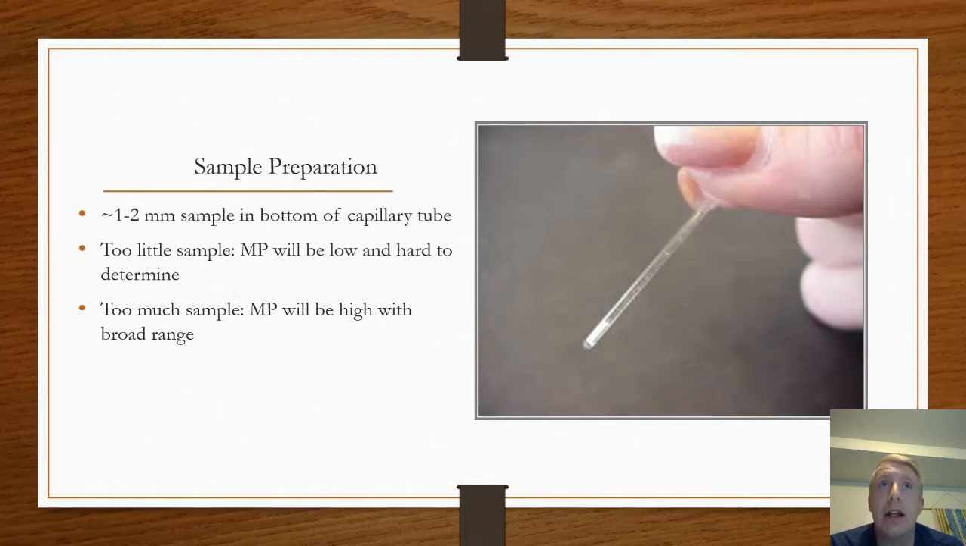It's just going to take time to melt the sample because there's more of it. And as that sample is melting, the instrument's going to continue heating up. So the temperature that you're going to record is going to be an artifact of the fact that it took a lot of time for the sample to melt. And so that's why you're going to see a really broad melting point range, in addition to your melting point being high.